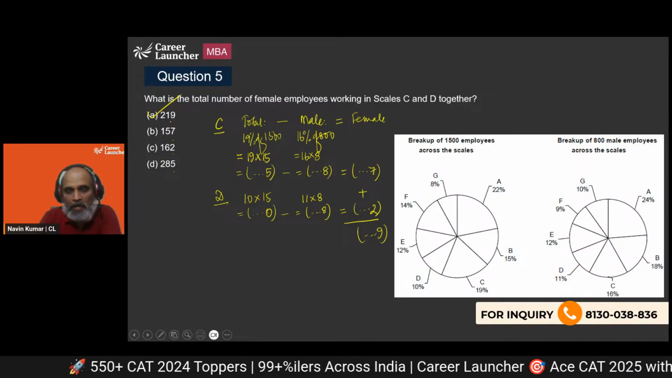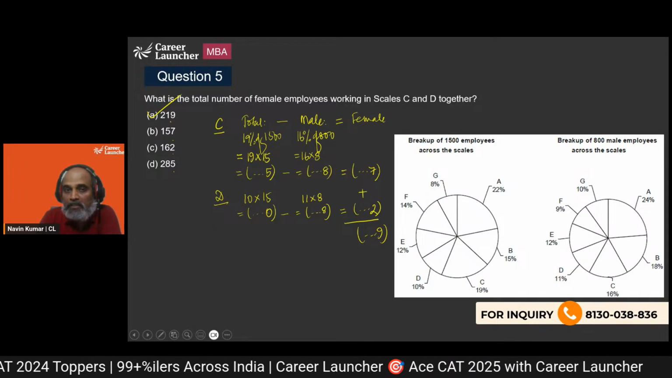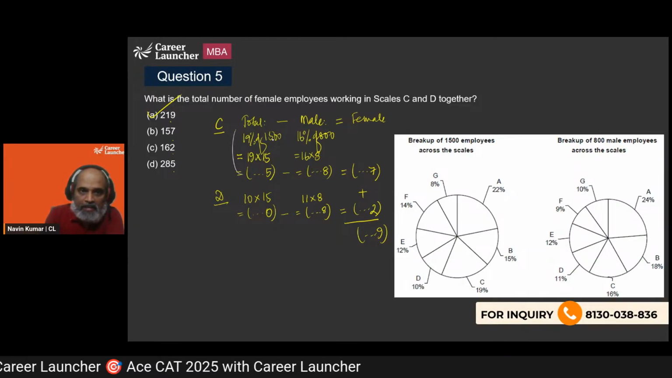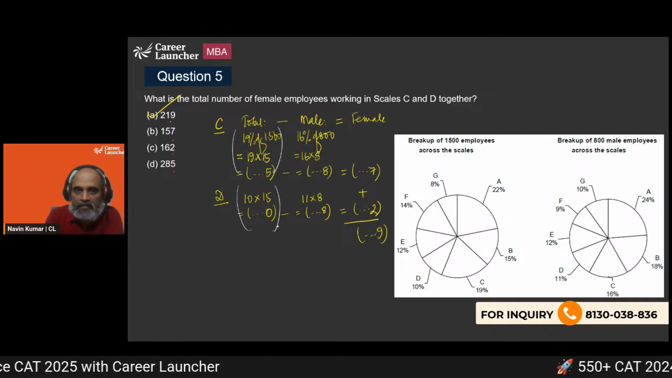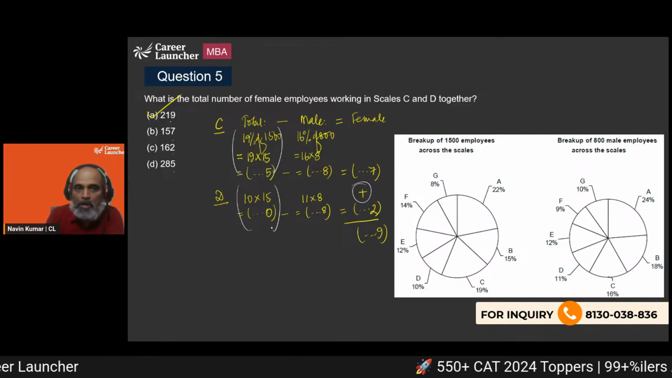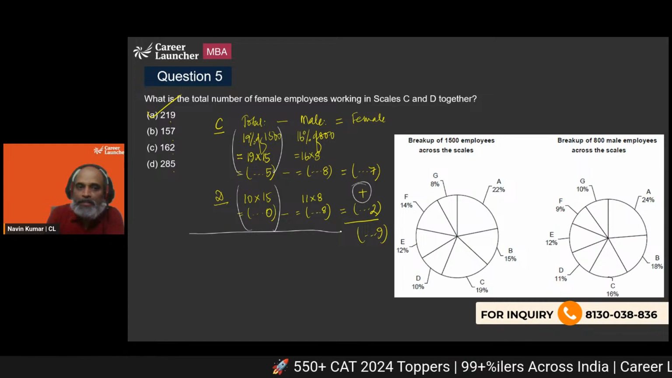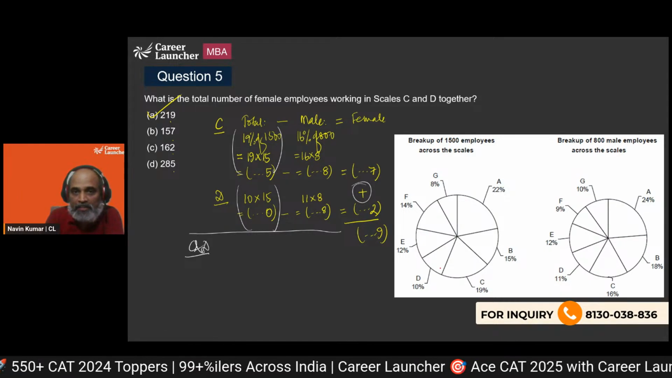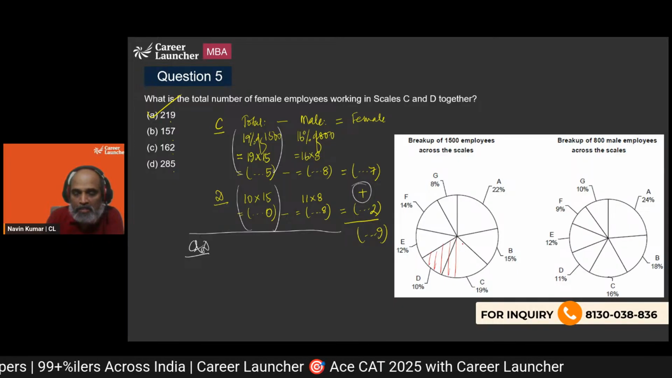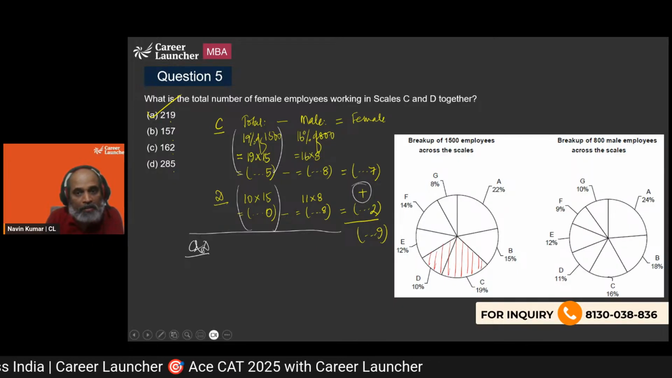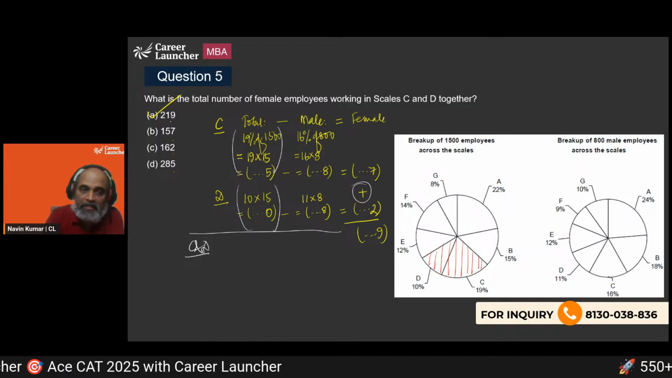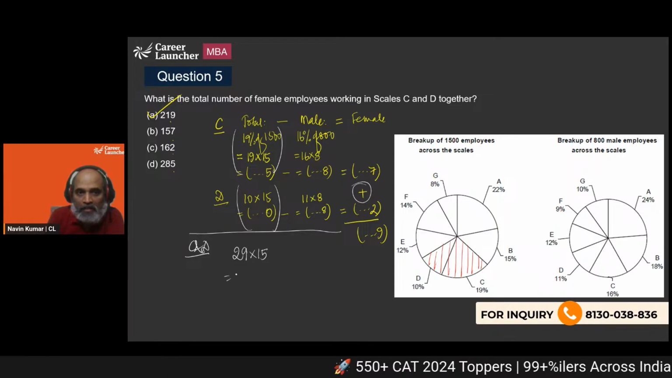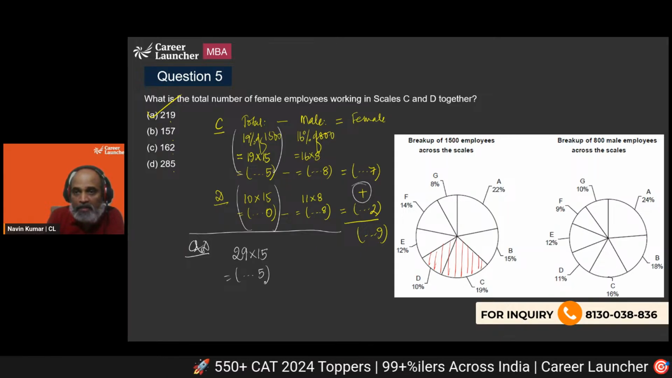Now, was it possible to make it faster? Yes, definitely. If I look at this and this, eventually we are going to add. So how about not calculating them individually, but simply taking C and D together? If you look at C and D together for 1,500 employees, the total employees are 10 plus 19. That is going to be 29% of 1,500, which is 29 into 15, a number that will end in a 5.